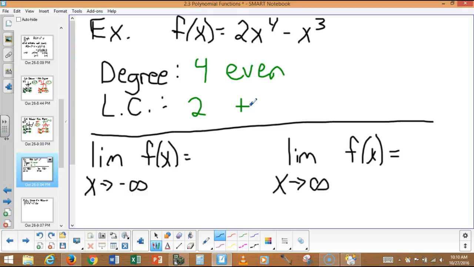So our limit as x approaches negative infinity of this graph will be positive infinity. As our x values are going to the left, they're decreasing, and our y values are increasing. The limit as x approaches infinity: as our x values are increasing, going to the right, our y values, the values of our function, are increasing. They're approaching infinity. If it's an even degree polynomial, these two values have to be the same.